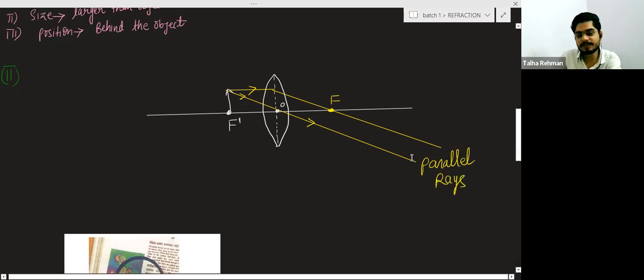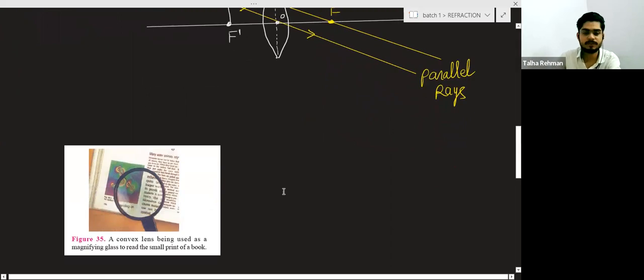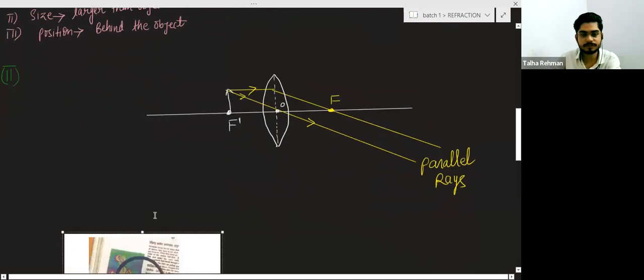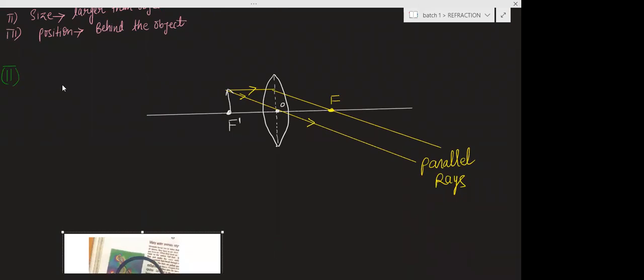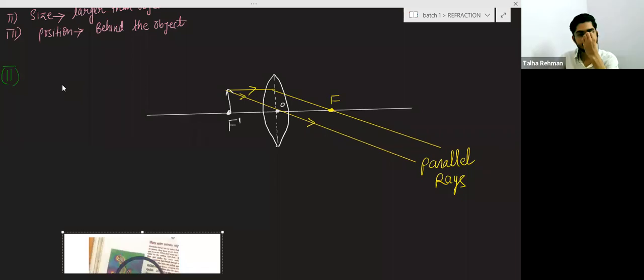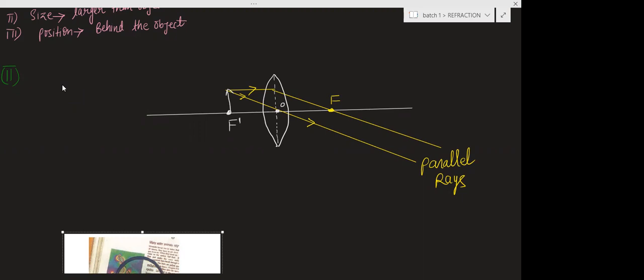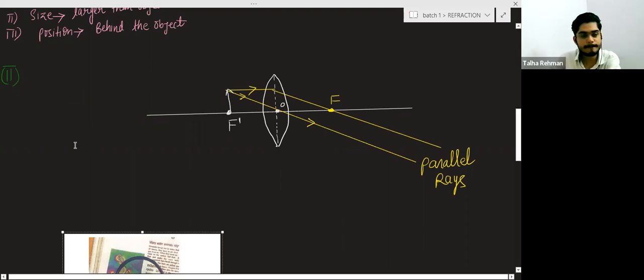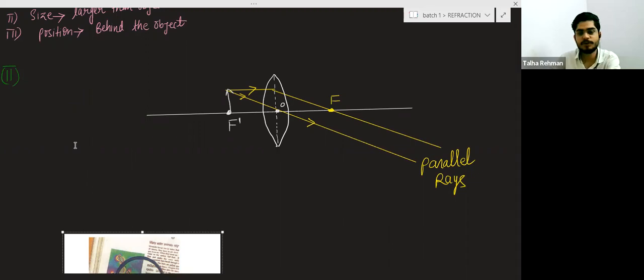And where will the parallel rays meet? Can anyone tell me? Where will the parallel rays meet? Martin? Yes, sir. Parallel rays, where will the parallel rays meet? Do you have an idea? Sarah, Arshia, and Hamna, and Sir, they won't meet. Okay. And what do you say? Do you have any idea where the parallel rays will meet? Okay, fine, no problem.